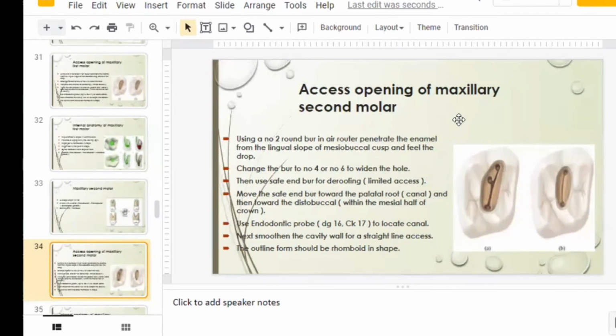Then we start deroofing the access opening and clearing the walls with the Safe End burr. First we move towards the palatal canal, and from the palatal canal we form the dentinal map going to the distobuccal, locating the orifices, and then we are closing our rhomboid shape. Using the endo probe DG16 we locate the canals, and smoothen the walls. Yeah, right. So this is our outline form.